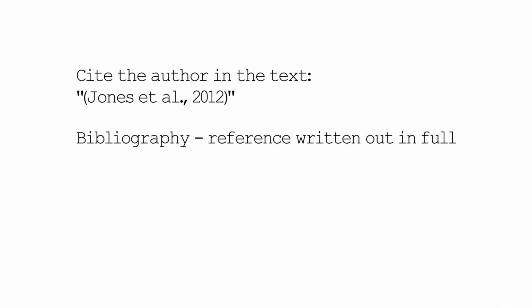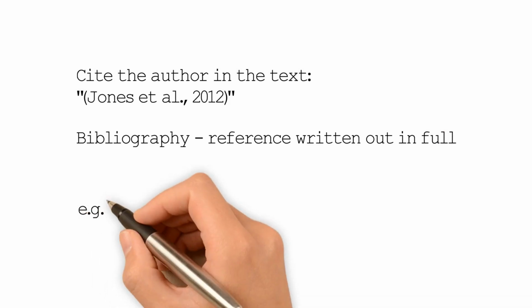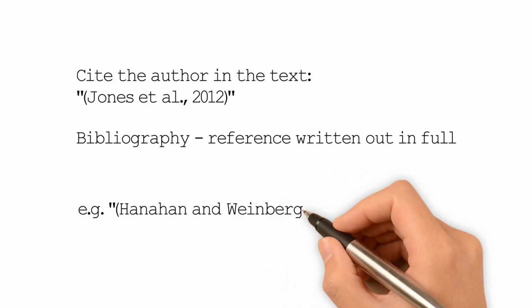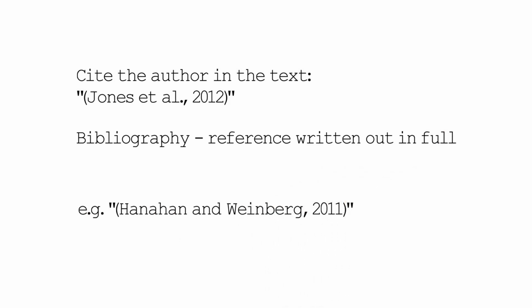Where there are only two authors, you would write both names in the citation in the text. So for example, Hanahan and Weinberg, 2011. You only actually use et al. where there are 3 or more authors.